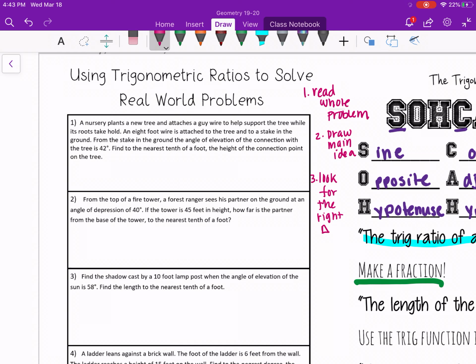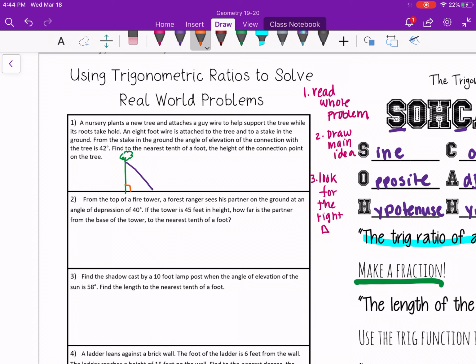So again, you might have zoned out on that before I even got to the end of it. But the idea, and you can be as creative or not creative as you want, is that there's a tree and there is a wire attached to it to help support it until it is fully grown. So we read the whole problem. This is the main idea. And now hopefully you're looking at this problem and you can see where the triangle is.